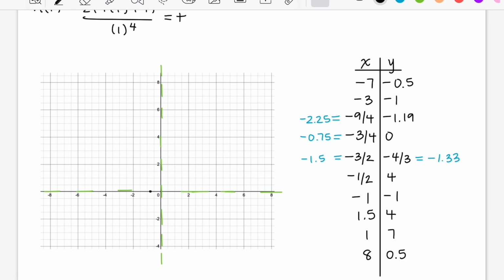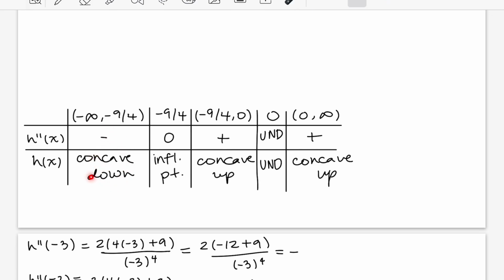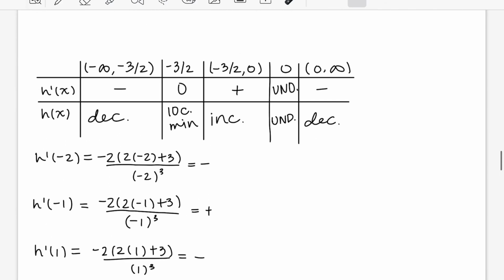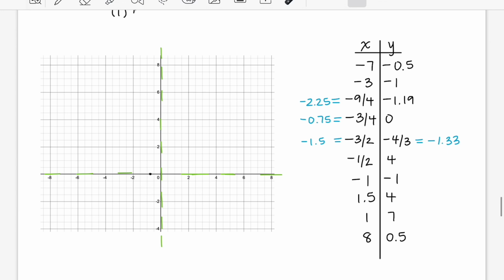Right? We also know that our function is going to be concave down over this interval and then concave up over this one. And that our function is going to be decreasing over this interval here, increasing over this one, and then decreasing for the remainder. So our function is going to be decreasing, so kind of like this, up until we get to this point here, and then it's going to start increasing. And then we can't cross this asymptote here.